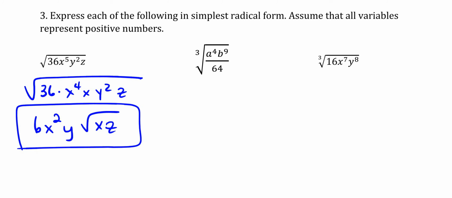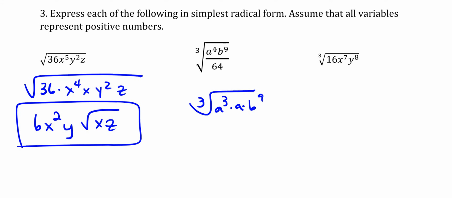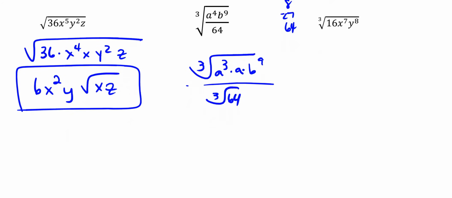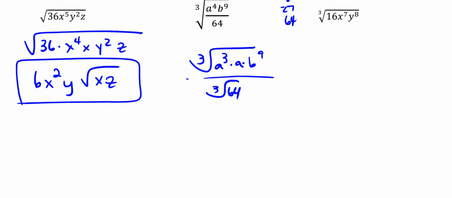For the next one, if we take the third root, or the cube root of a to the 3rd times a, b to the 9th can just stay b to the 9th. And then 64, well, if I look at my perfect cube list, I have 1, 8, 27, and then 4 times itself 3 times. Well, guess what that makes? 64. So that's a perfect cube. So I don't really have to do much with that other than just kind of leave it there. If I take the perfect cubes, I'm going to get an a. I'm going to get a b to the 3rd power, all divided by 4.